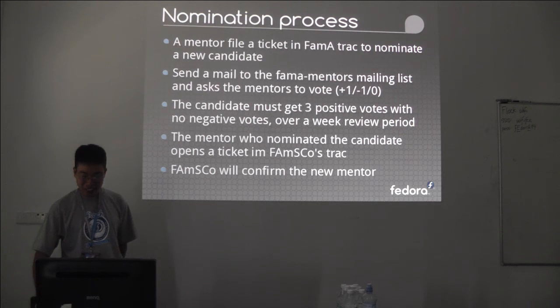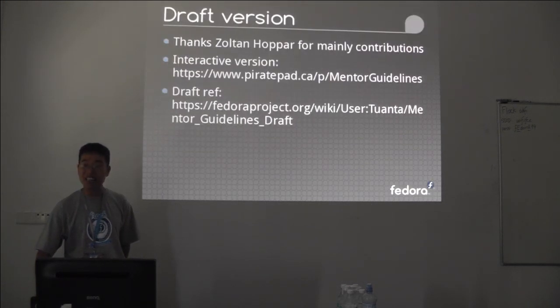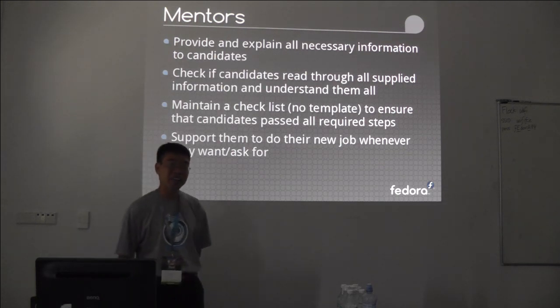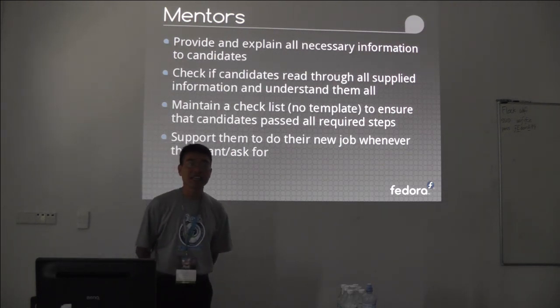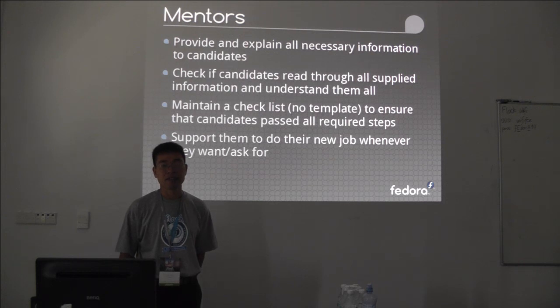Have you got any more ideas or questions about the draft version of the guidelines? You can see the whole thing on the wiki, and the private part. Do you already have a list? You said you want to maintain a checklist, but it shouldn't be a template. How exactly would this look? I mean, when you act as a mentor for a new candidate, for a new ambassador, how exactly would you do that?